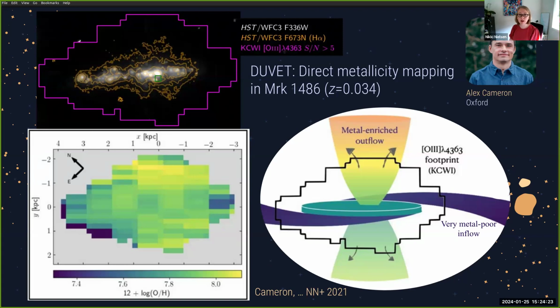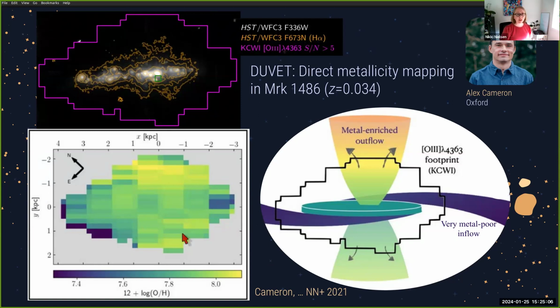Here is work done by Alex Cameron, who's a postdoc at Oxford. What he did is he measured the O3 4363 faint auroral emission line and used that to get metallicities of the gas within the disk of Markarian 1486, which is this beautiful edge-on galaxy, and about a kiloparsec or so above and below the disk. So over here is that metallicity map. What we see is that along the major axis, we find the lowest metallicity gas, whereas the highest metallicity gas is located along the minor axis on both sides.